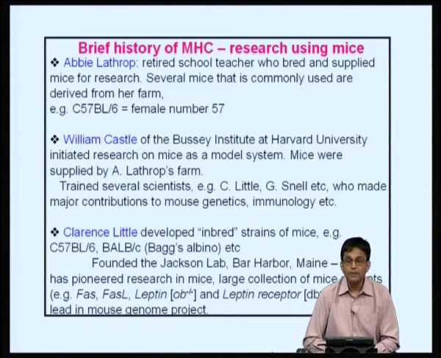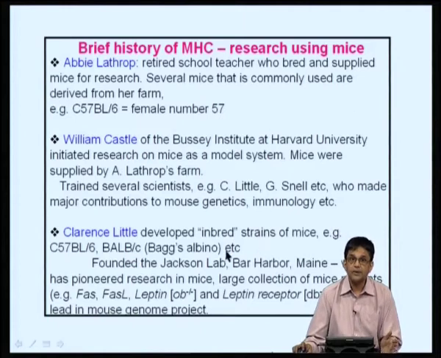One of the members, Clarence Little, developed the inbred strains of mice. For example, C57 Black 6 and BALB/c, which is Bagg's albino. Bagg was a scientist, and it's albino because it's white in color. More importantly, Clarence Little founded the Jackson Laboratory in Bar Harbor, Maine. Students who are interested in mouse research are strongly urged to look up Jackson Laboratory in Bar Harbor and read up on the role of this laboratory in mouse genetic studies.